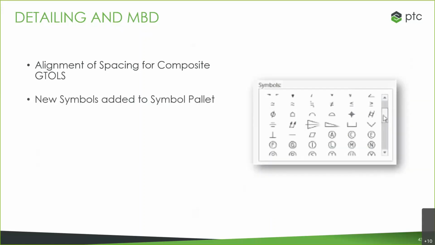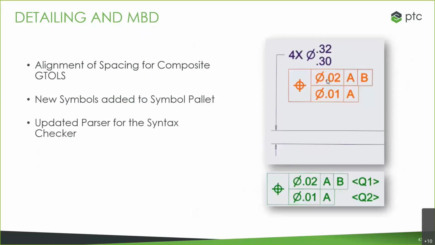We added some new symbols in the symbol palette, particularly the angularity symbol for an intersection plane, runout symbol for a direction plane, and we also have a symmetry symbol for a collection plane. So if you work with any of those, that's a nice added feature there. And we've updated the parser for the syntax checker, again taking into account those new standards, making sure it all works.